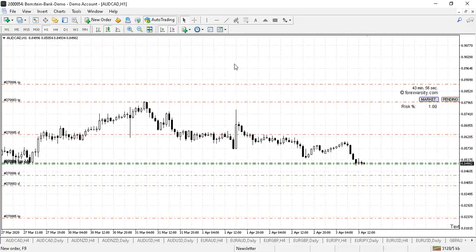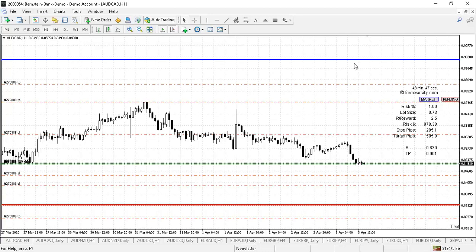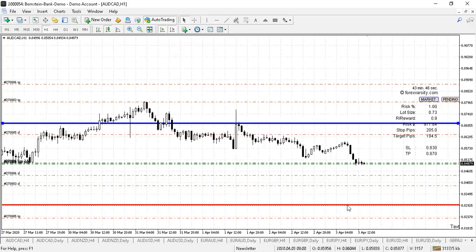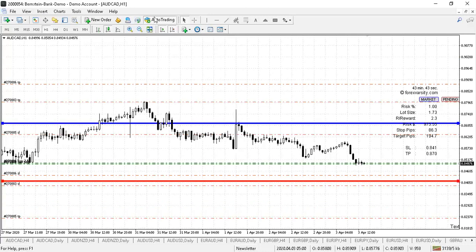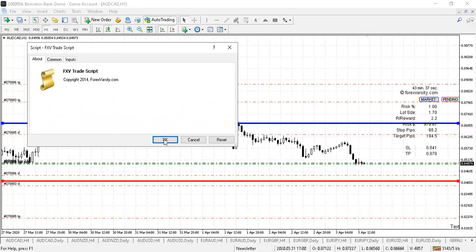So there's a couple of different ways. Number one is just to do it manually, and number two is just to use our tool. Just position the lines and literally just press Control and E, and you'll find that that enters the trades. Make sure your auto trading is on. Hold down the Control key, click on E, and then click on OK.